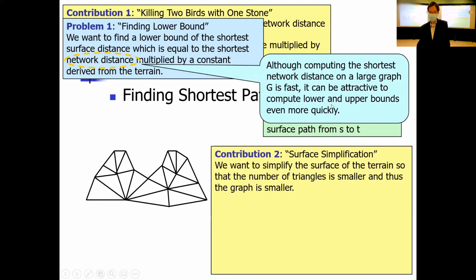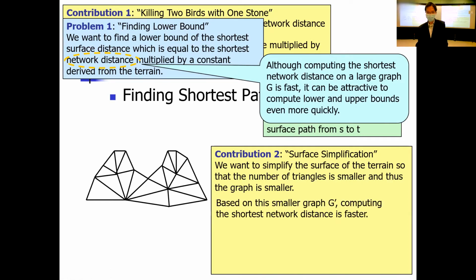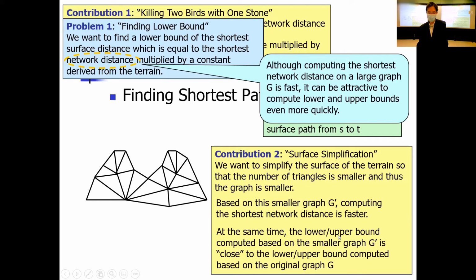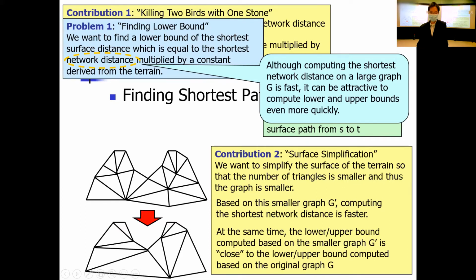In this paper, we will have contribution 2. We call it surface simplification. What's that? We want to simplify the surface of the terrain so that the number of triangles will be smaller and thus the graph is smaller. Since the graph is smaller, when we compute the network distance based on this smaller graph, it will be faster. This is the major idea. Based on this smaller graph, computing the shortest network distance is faster. At the same time, the lower and upper bounds computed based on this smaller graph are close to the lower and upper bounds computed based on the original graph. This is our idea.